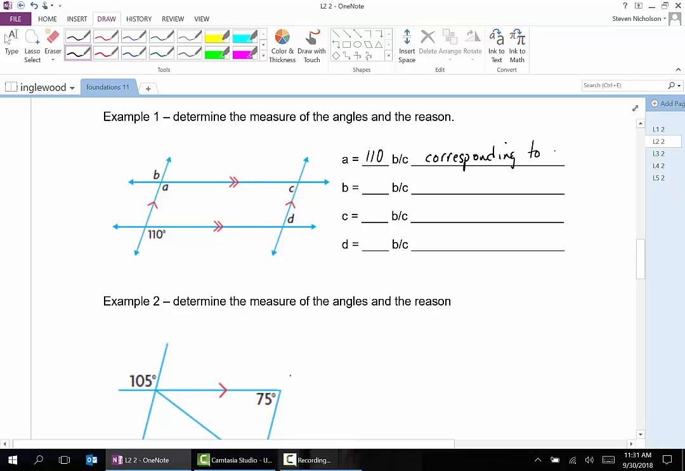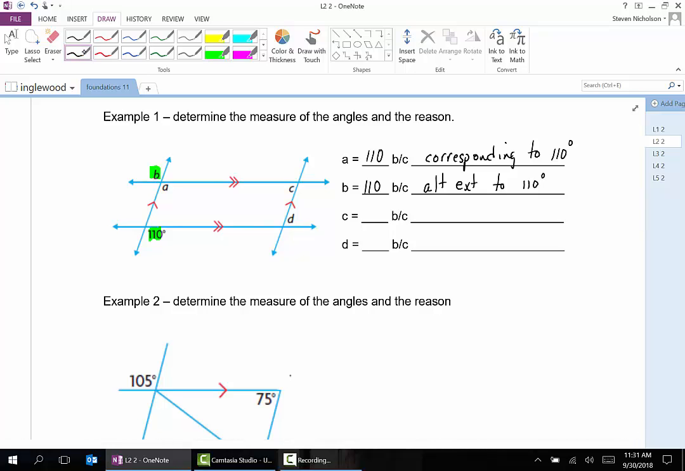That's what we did last day, corresponding to 110 degrees. Angle B would also be 110 degrees because it is opposite angle A. That's what we did. But we could also say today, because we always want to use the information given, that B is equal to 110 degrees because it's alternate exterior to 110 degrees. So again, alternate, either side of the transversal, exterior, outside.